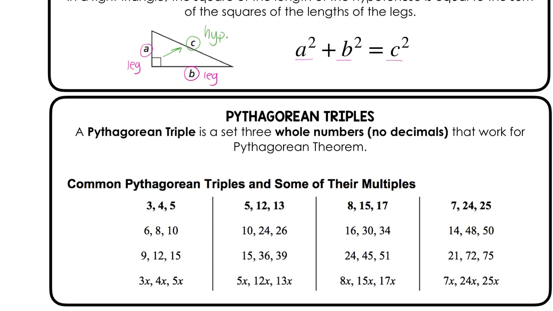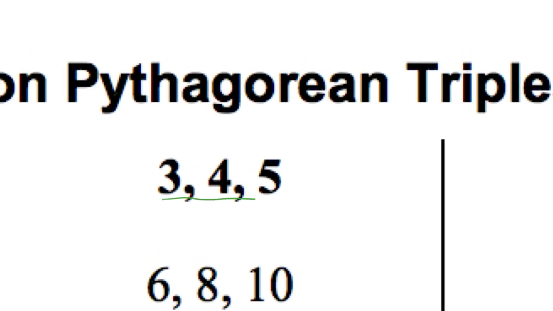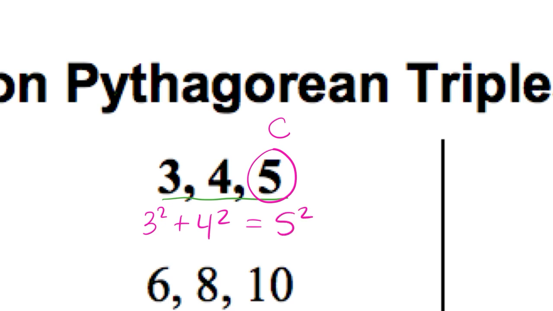So let's practice. Before we do some examples, I just wanted to point out some vocabulary. You're going to hear me say Pythagorean triples in this section. A Pythagorean triple is just a set of three whole numbers, no decimals, that work for the Pythagorean theorem. For example, 3, 4, 5 is a very common Pythagorean triple. 5 would have to be the hypotenuse because it's the biggest one. If you did 3 squared plus 4 squared, you would get 5 squared. 3 squared is 9, 4 squared is 16, and if you add those together, you do get 25. So those are just three numbers that work.